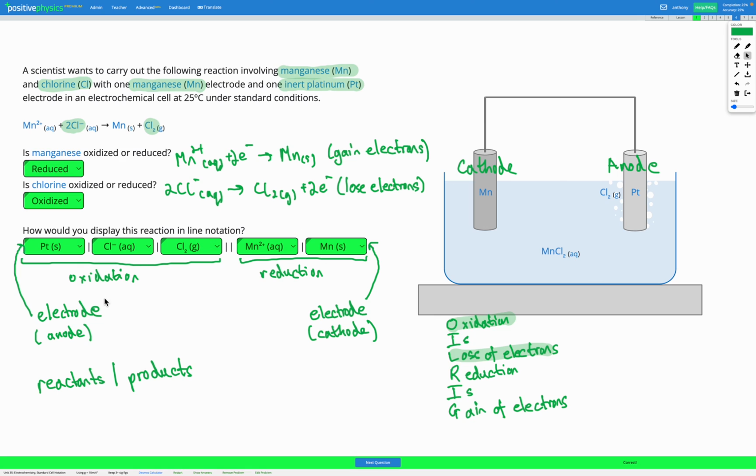Sometimes our anode and our cathode actually take part in the reaction, and they are the reactants or the products. Sometimes, like in this question, the electrode doesn't take part in the reaction. Here we have an inert platinum electrode which doesn't actually take part. So that goes first, and then we have the reactants and then the products.